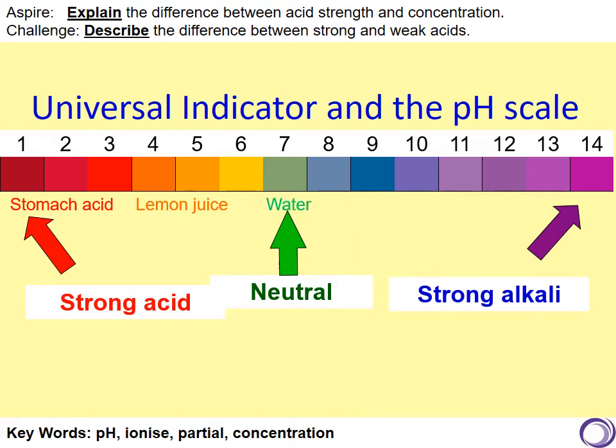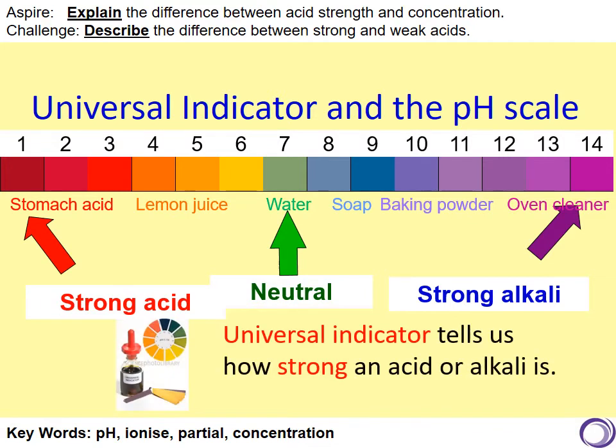Water has a pH of 7, so it's neutral. Soap contains a weak alkali, so it is 8 or 9. Baking powder, slightly stronger alkali then, and then the most strong alkali that you would have in your house would be oven cleaner. Universal indicator will tell us how strong an acid or an alkali is.